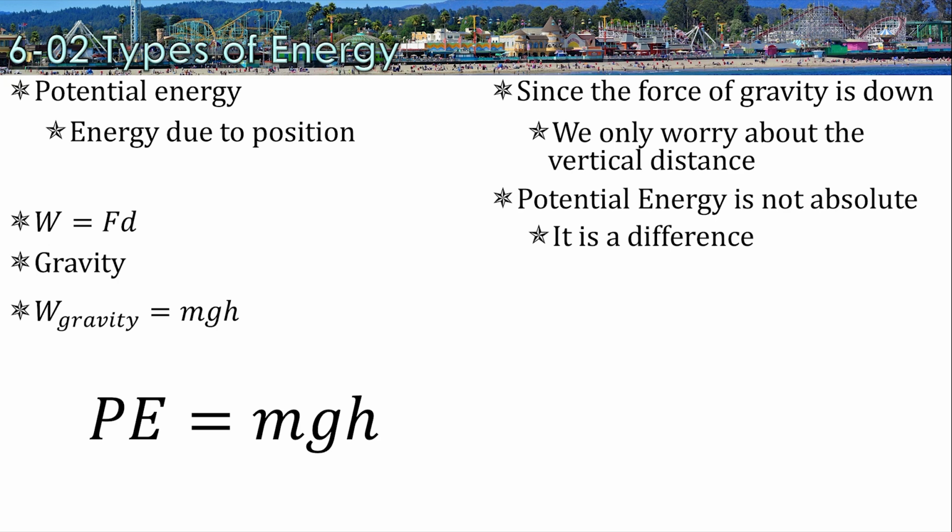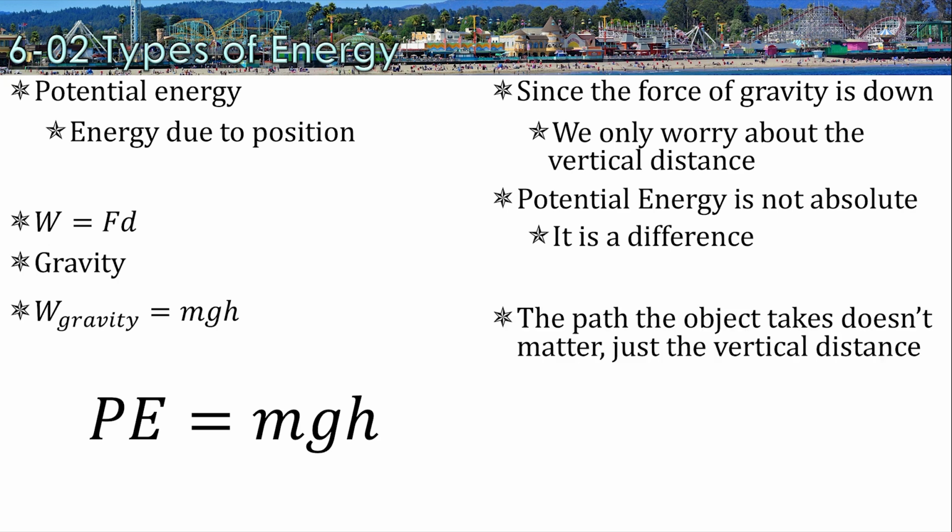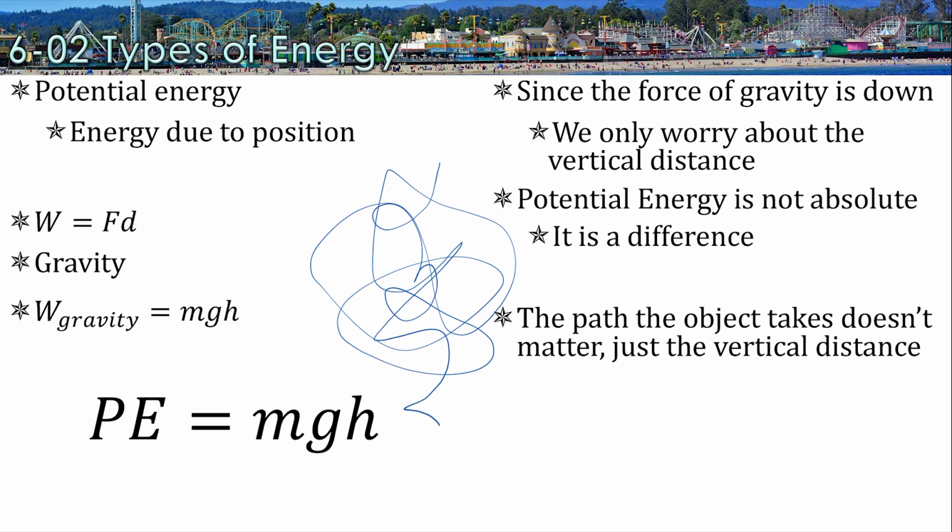And potential energy is not absolute. It's always a difference, because where's the height 0? Do you set the 0 height as being on the ground, or where it started, or is the 0 height somewhere else? The path the object takes doesn't matter. It's just the vertical distance. So we can go like that, but we only care about the vertical distance that it fell between the starting and ending height.